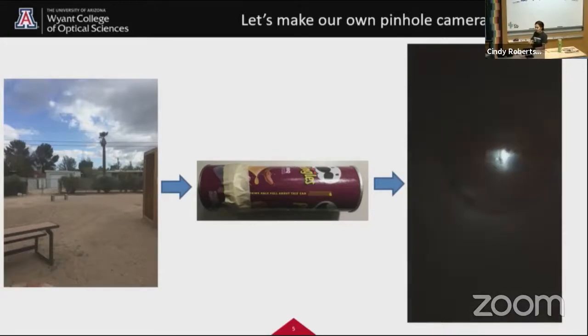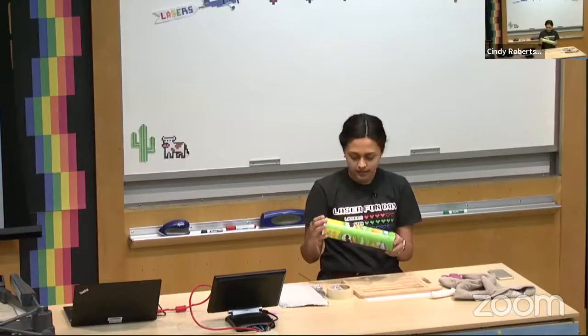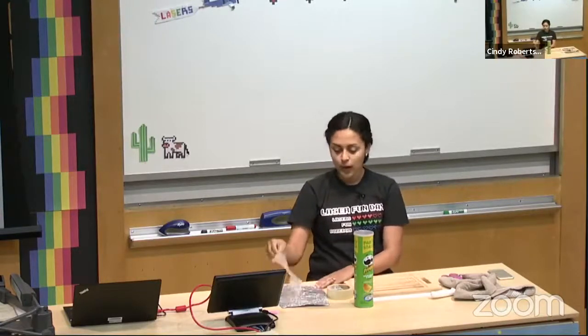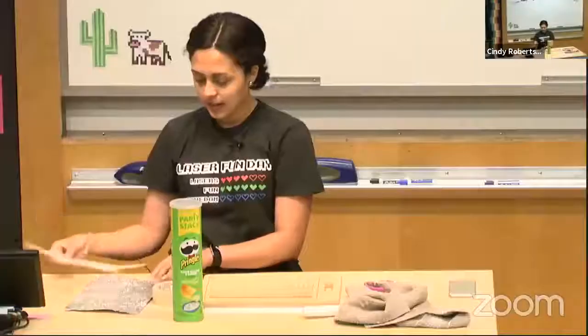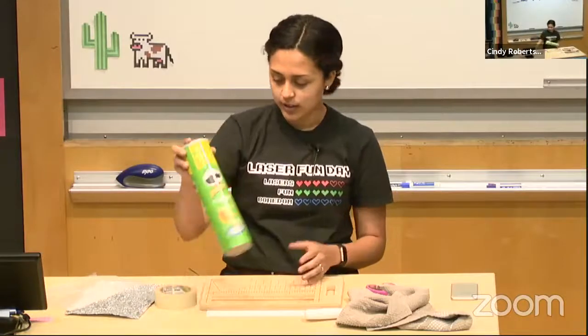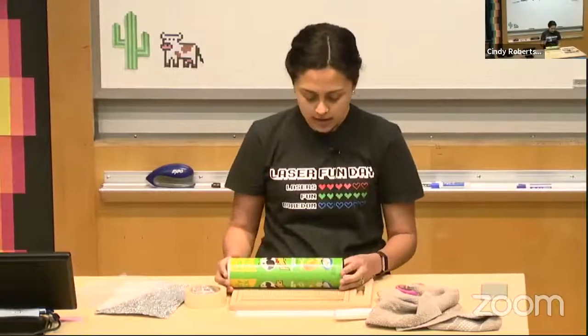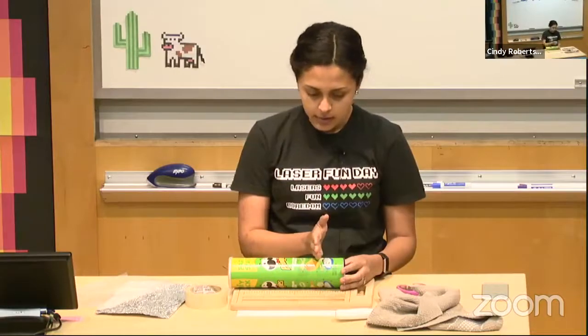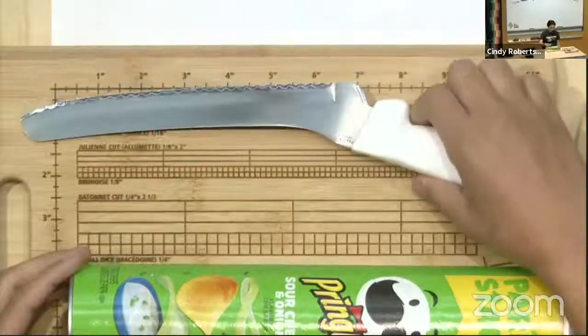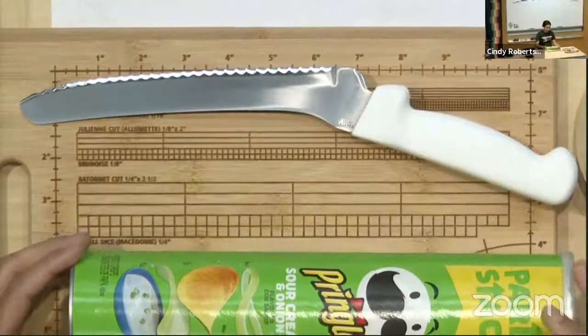So let's start building our own pinhole camera, and then we'll talk about how it works. So what you'll need is an empty Pringles can, a thumbtack so we can make our pinhole, and then you'll need wax paper, and I'll explain why, and you'll need foil, and then you'll need something to cut the Pringles can with, as well as the wax paper. So you can use an X-Acto knife to cut the Pringles can, but I've brought a bread knife, and so please be sure to ask for help when using sharp objects.